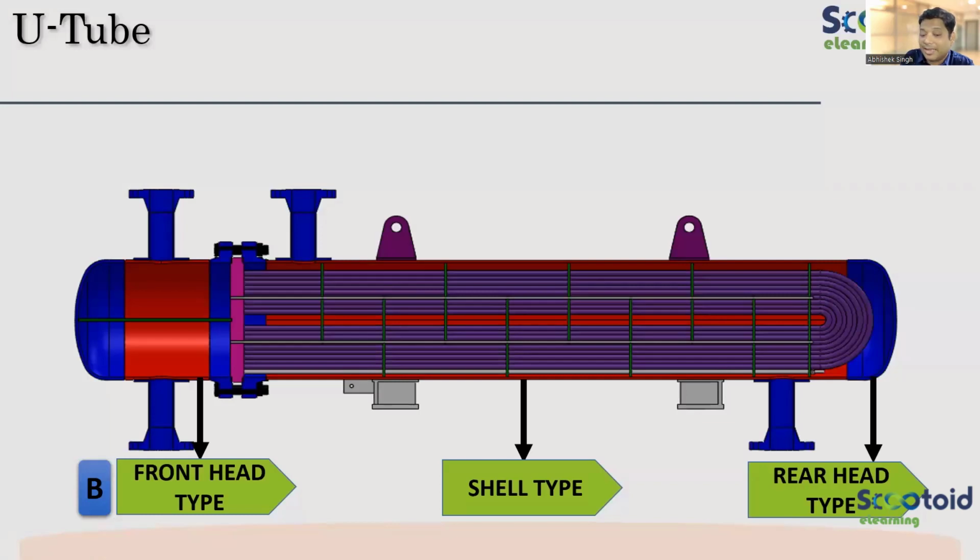Can anybody tell me when you'll be able to identify this front head as C type? When the tube sheet becomes integral. Kiran, absolutely right. The tube sheet becomes integral to the channel. Then we call it C type. N type, you will see only the tube sheet, and both the shell and channel are integral. That will become N type.